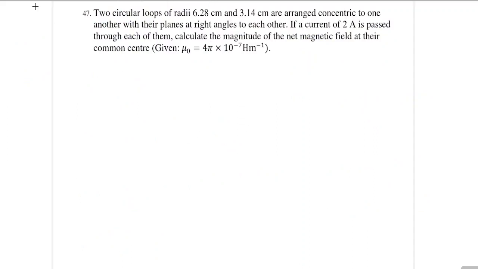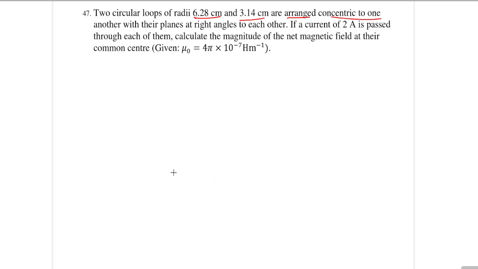47 says two circular loops of radii 6.2 centimeter and 3.14 centimeter are arranged concentric to one another with their planes at right angles to each other. If a current of 2 ampere is passed through each of them, then calculate the magnitude of the net magnetic field at their common center.